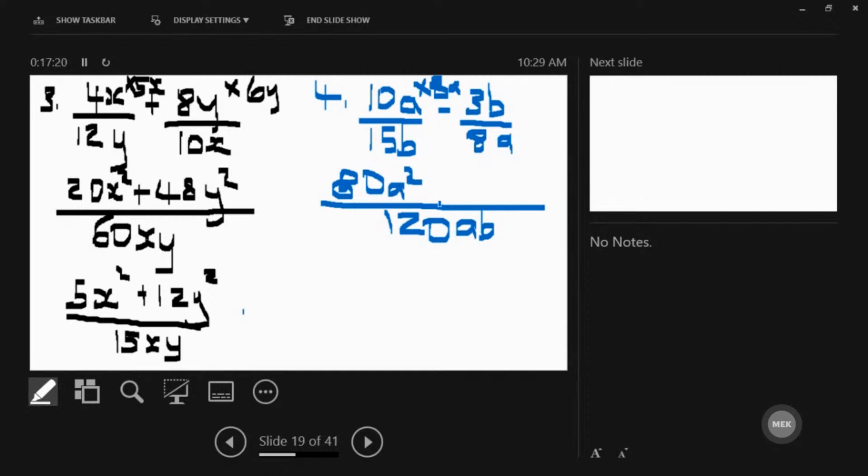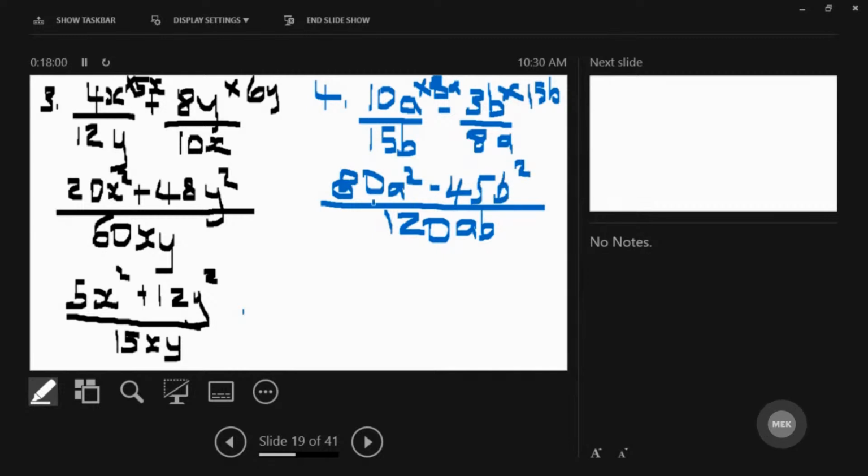And 8A into 120AB, so the A's cancel this time. And 8 into 120 goes 15, so we're multiplying this by 15B. So 3B times 15B gives us 45B squared.